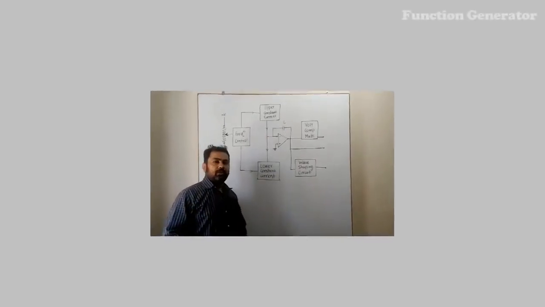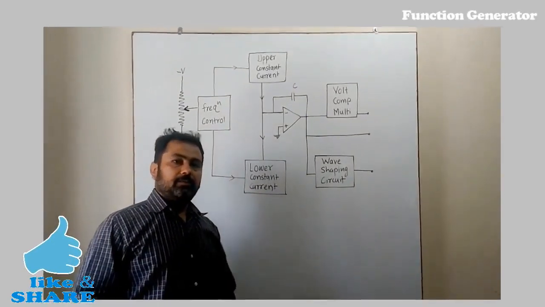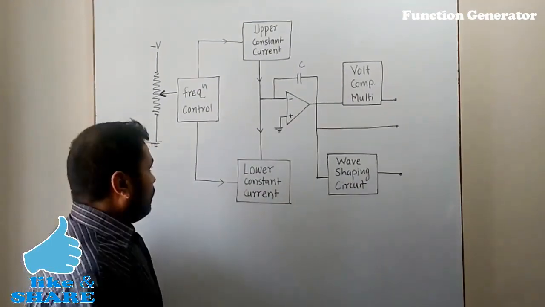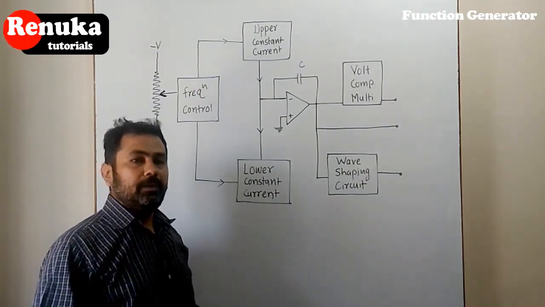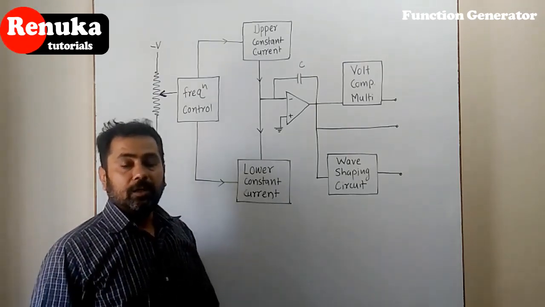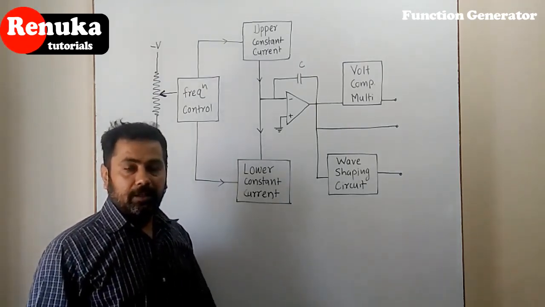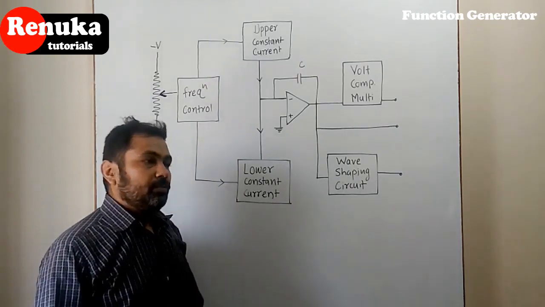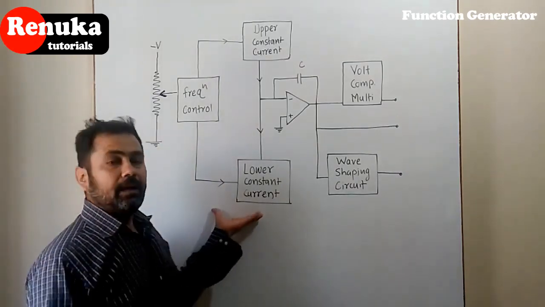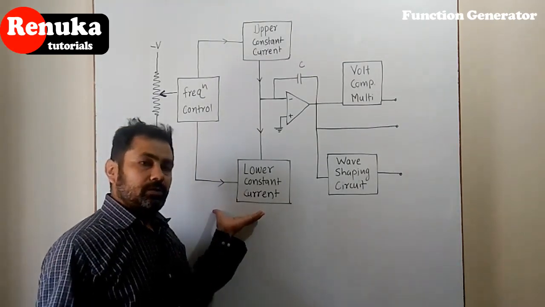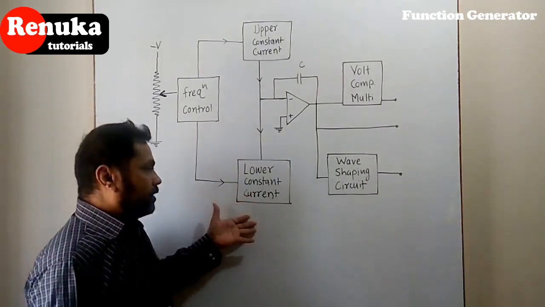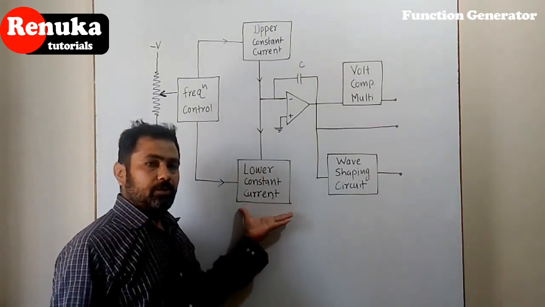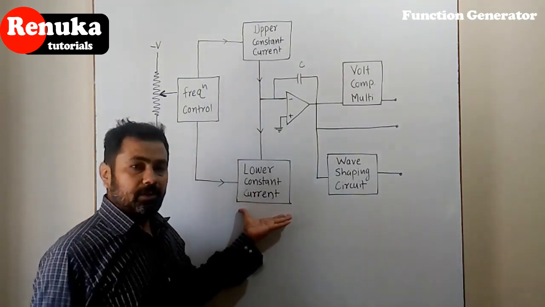Students, today we will discuss the working of a function generator. A function generator is a device used in many applications to generate many signals in a laboratory. For example, this function generator can generate sinusoidal wave, square wave and triangular wave. The function generator is used in the laboratory to generate signals artificially.